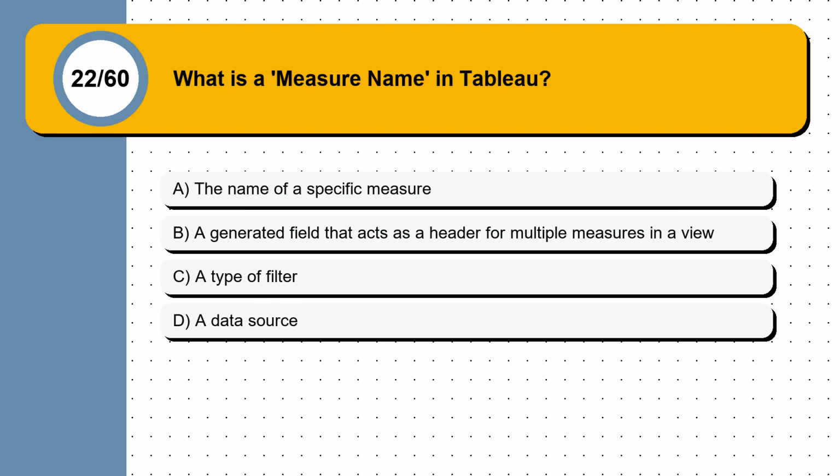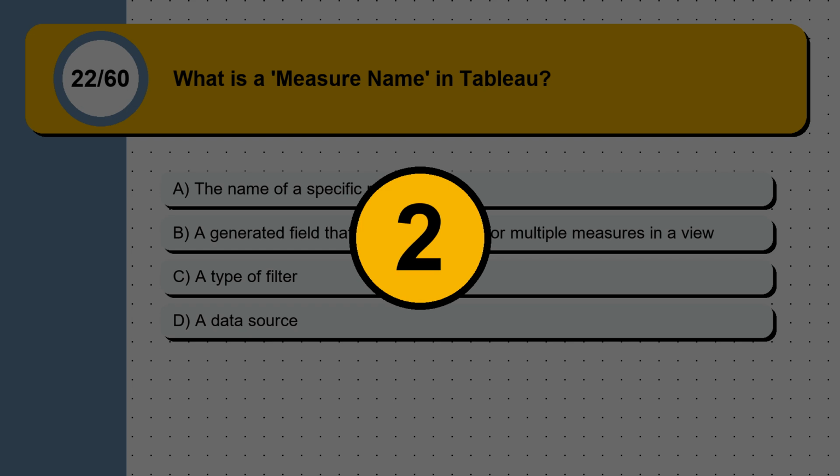Question 22. What is a measure name in Tableau? Option A, the name of a specific measure. Option B, a generated field that acts as a header for multiple measures in a view. Option C, a type of filter. Option D, a data source.